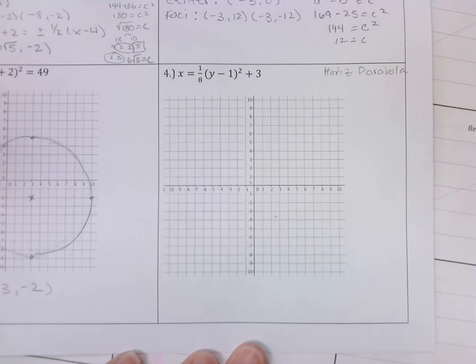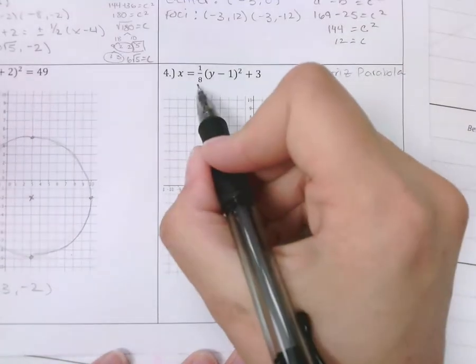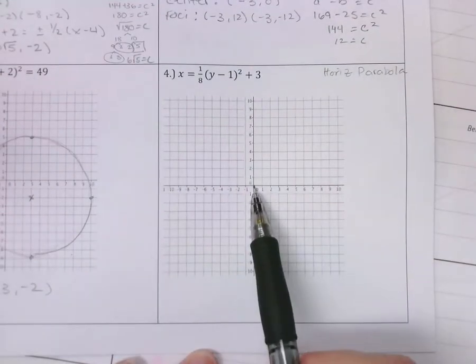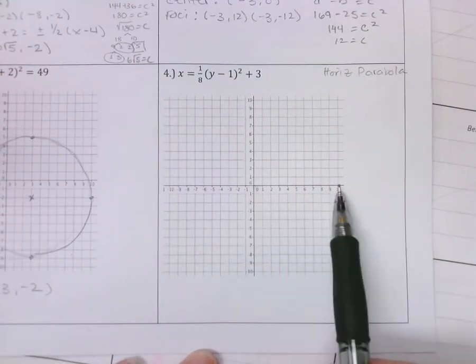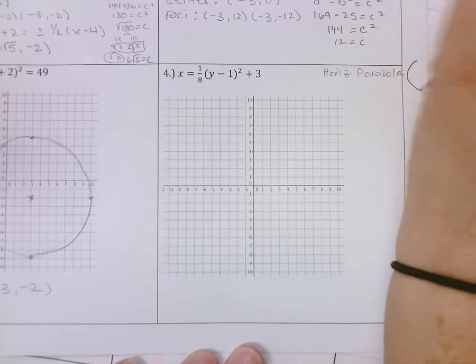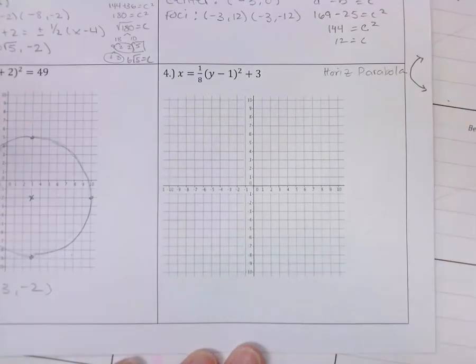What tells you if A is positive or negative? So our A is positive. Which way do the X's get positive? To the right. Which way it's facing, the direction it's opening. So positive X is right, negative X is left, positive Y is up, negative Y is down.